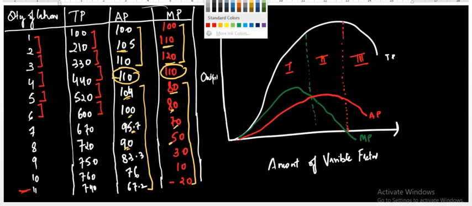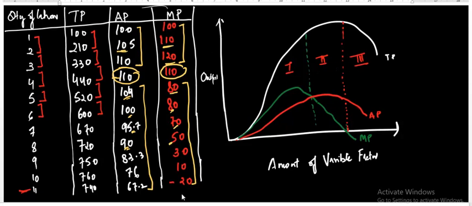The first stage is known as the law of increasing returns, the second stage is known as the law of diminishing returns, and the third stage is known as the law of negative returns. Firstly, before talking about this relationship, we'll see whether it holds from the table as well. The first relationship is between average product and marginal product.